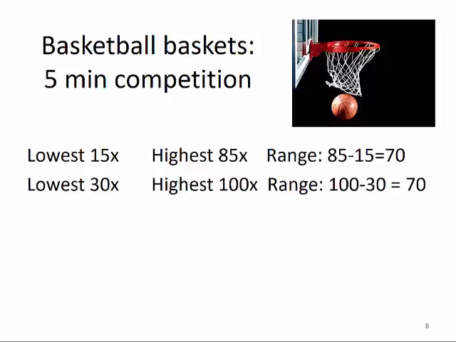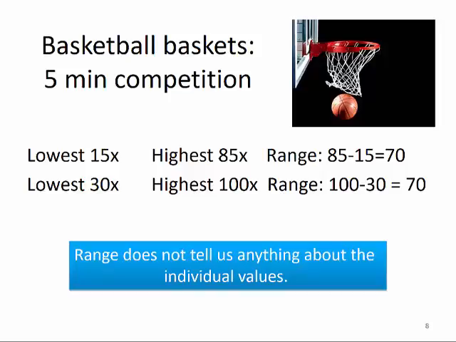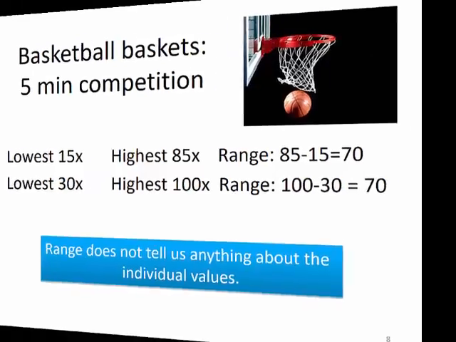But let's say we had another group. And in that group, the lowest was 30 in the 5 minutes, right? So in the 5-minute competition, they did 30 baskets and the highest was 100. So the range here again is highest minus lowest, so 100 minus 30, and that's also 70. But clearly, if you just look at the two groups, you can see that while the range is exactly the same for both of them, the second group was a lot better when it comes to making baskets, right? Huge difference between the first and the second one. So the range really doesn't tell us anything about the individual values in the data set.